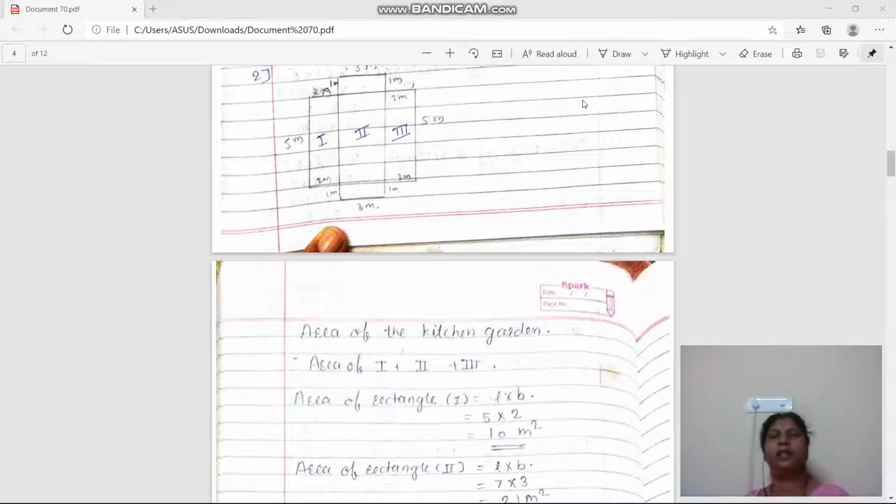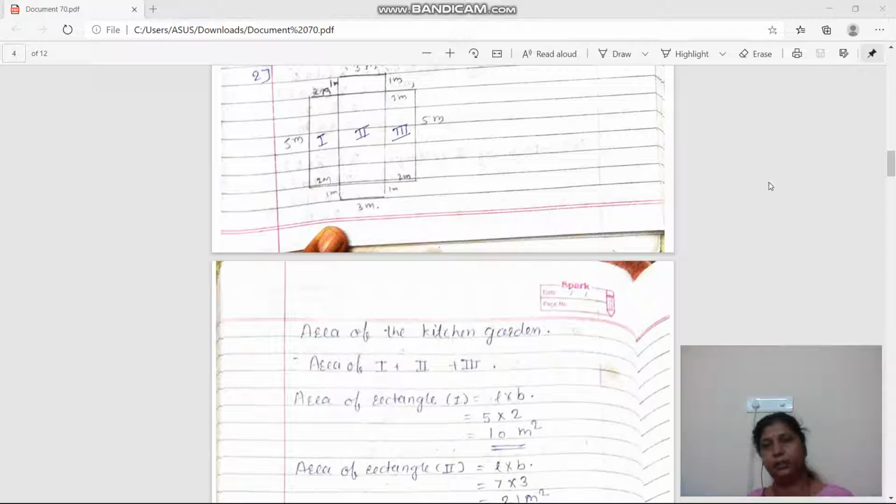It is exercise 8.2 D, second example, right? So we are calculating the area of this kitchen garden. The first rectangle's area we have calculated as 10 meter square. Now we start to calculate the area of this second rectangle.